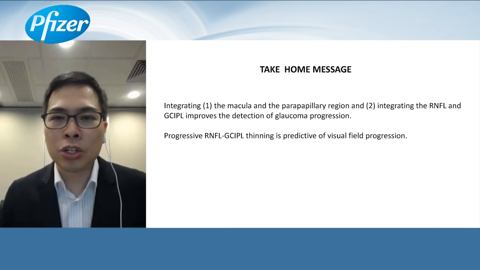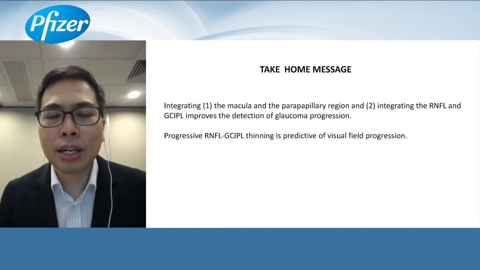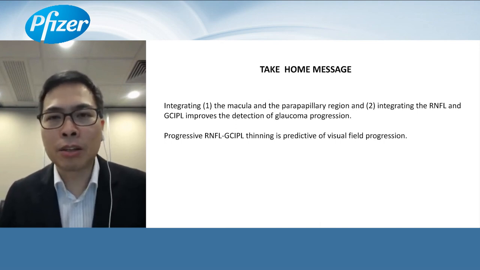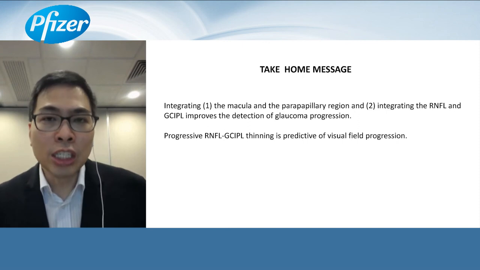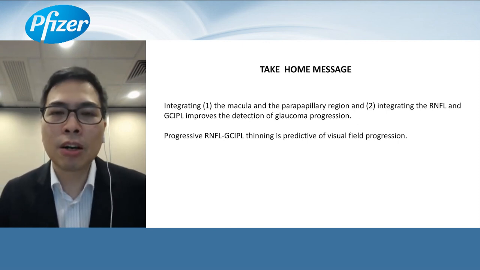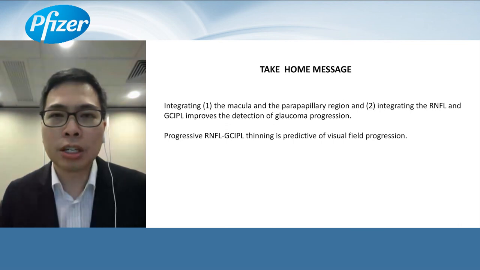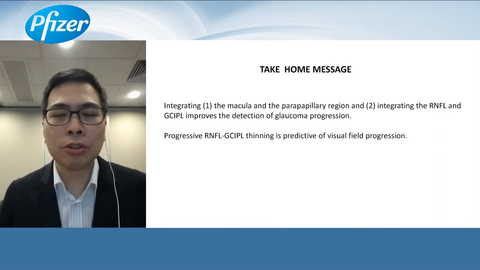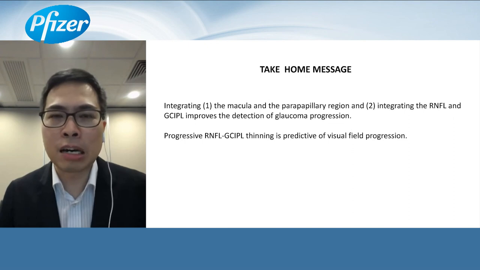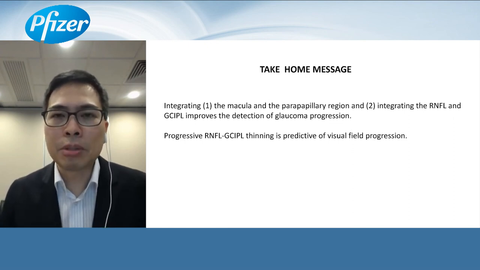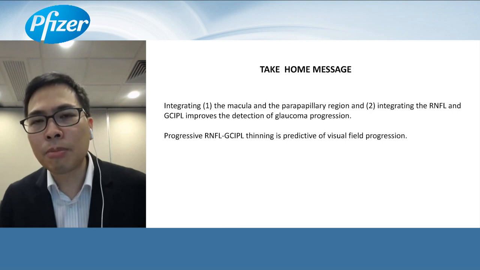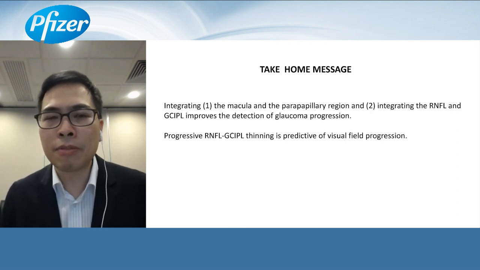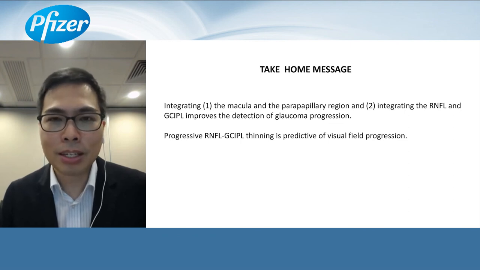Most important, what I show in these studies, in these examples, is that progressive retinal nerve fiber layer thinning, progressive GCIPL thinning, and progressive RNFL GCIPL thinning are all predictive of future visual field progression. So in clinical management of glaucoma, we need to evaluate structural change. We need to evaluate retinal nerve fiber layer and GCIPL loss, because this change can be detected earlier than visual field loss. And if we can intervene at a time when we see progression, we may be able to prevent loss in visual function. Thank you very much.